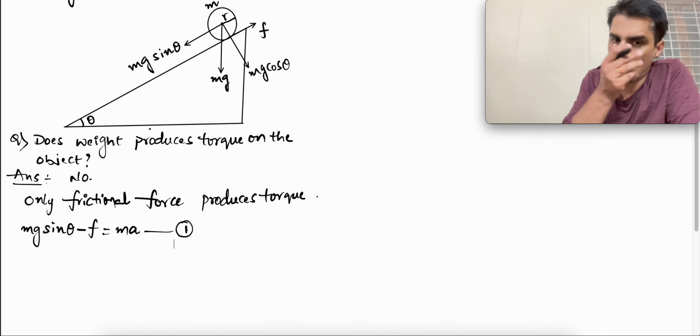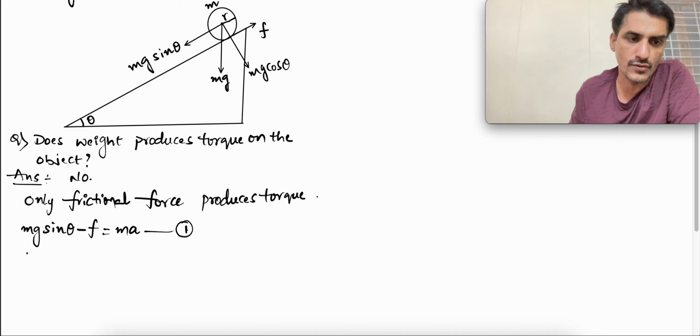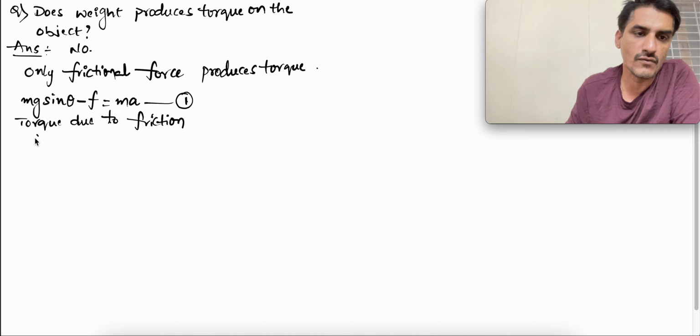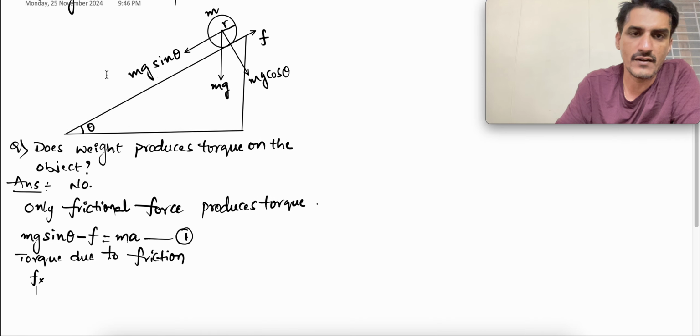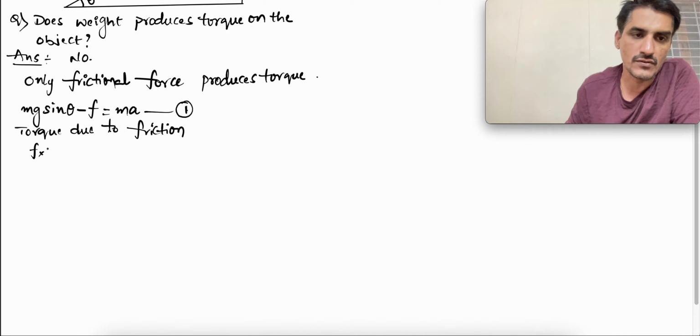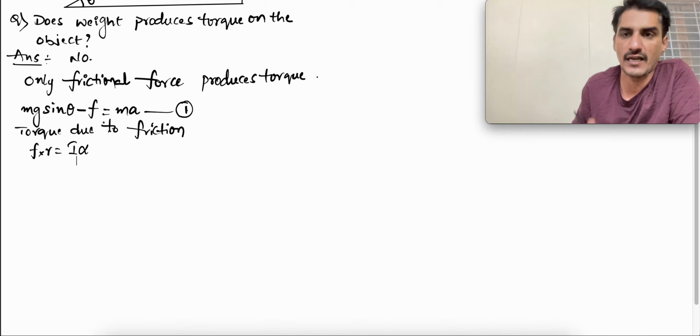Now, which force is producing the torque? Only friction. So, torque due to the frictional force. How to find the torque due to the frictional force? F into its perpendicular distance. Observe here, the perpendicular distance from the center is r only, right? So F into r is equal to I into alpha, because of Newton's second law, torque tau is equal to I alpha.